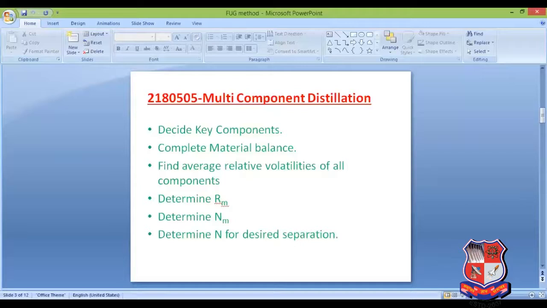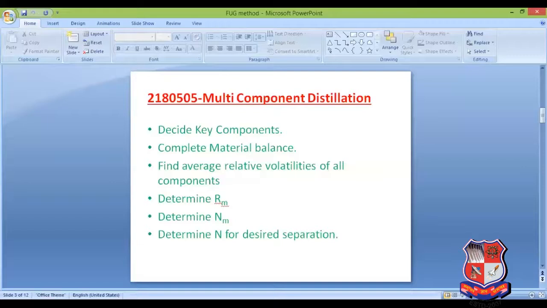Second important thing, always you have to complete the material balance. In that, all the components are listed on one side, and for all the components, for feed, distillate, and residue, you have to determine the molar feed rate and the mole fractions. This is needed, so this must be completed. You can see any examples.